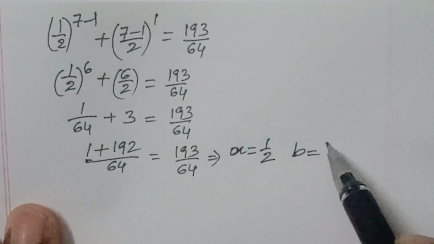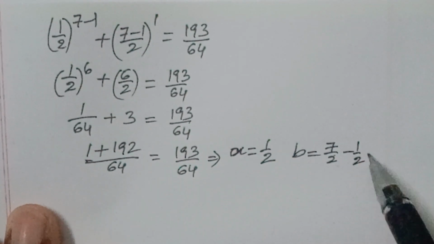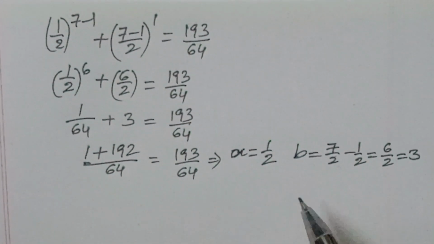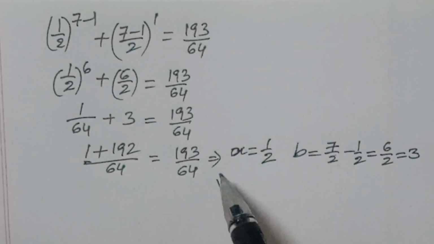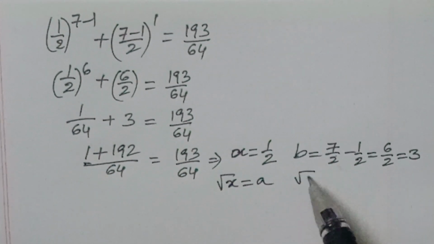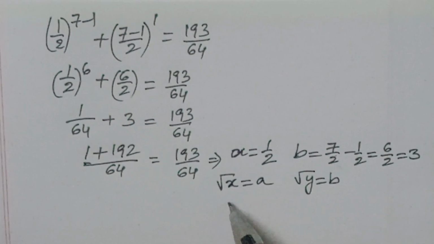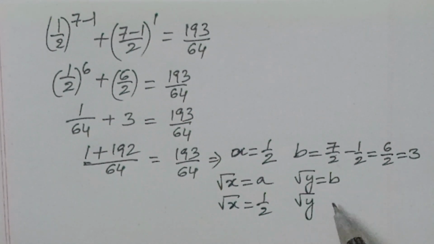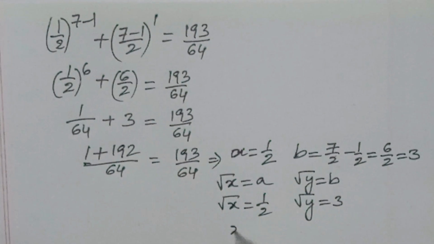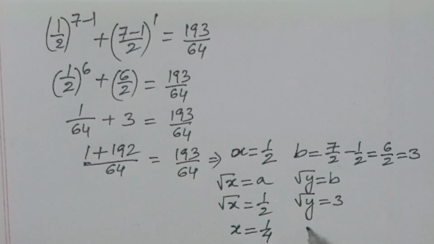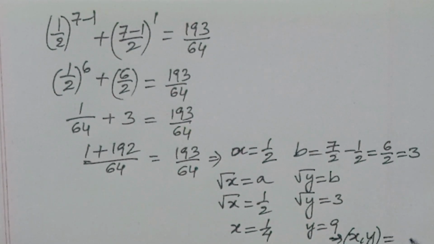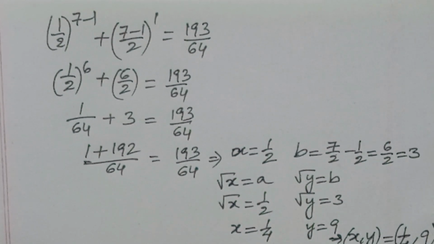Therefore, a is equal to 1 by 2. If a is 1 by 2, b is 7 by 2 minus 1 by 2, which is 6 by 2, so you are getting 3. So here the values will be reversed. Root x is equal to a, root y is equal to b. So root x is equal to 1 by 2, root y is equal to 3. Squaring on both sides, x is equal to 1 by 4, y is equal to 9. Therefore, x comma y is equal to 1 by 4 comma 9.